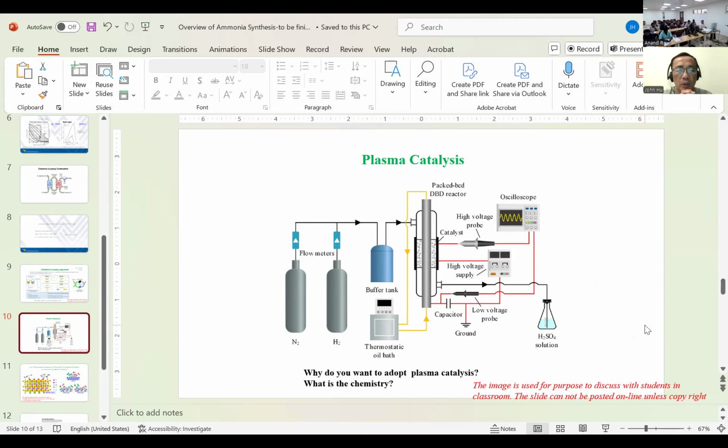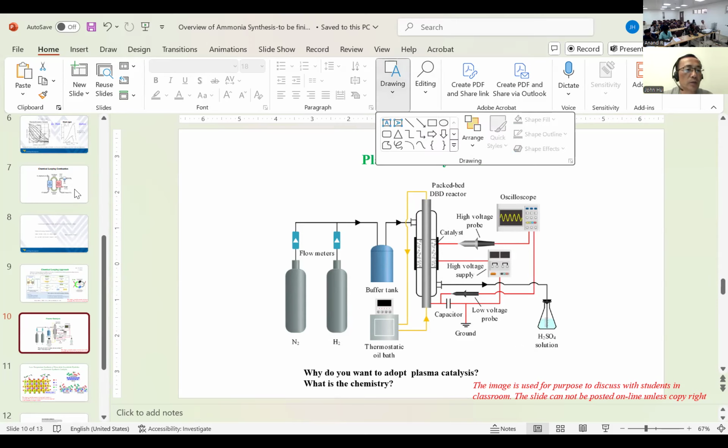So this cartoon really shows how they run the plasma reaction. The plasma reaction is called the DBD, the packed DBD. So you apply the voltage and then you pre-activate nitrogen and hydrogen. I'm going to write a chemical equation for you so you can see it. So basically the plasma, let me borrow the equation from.